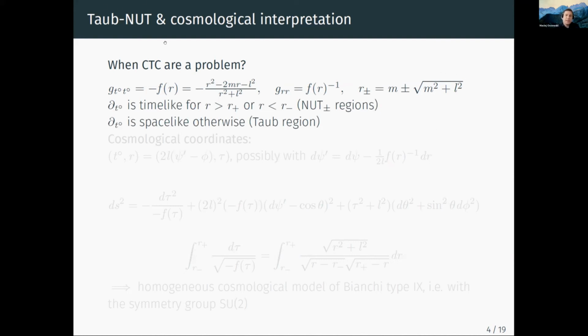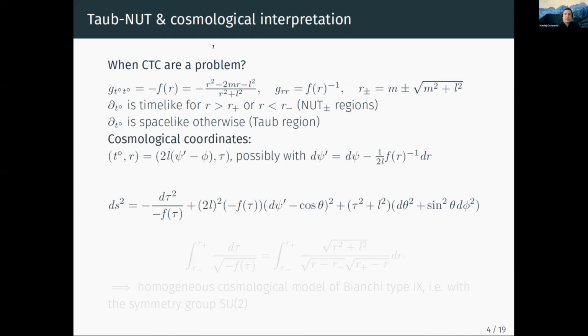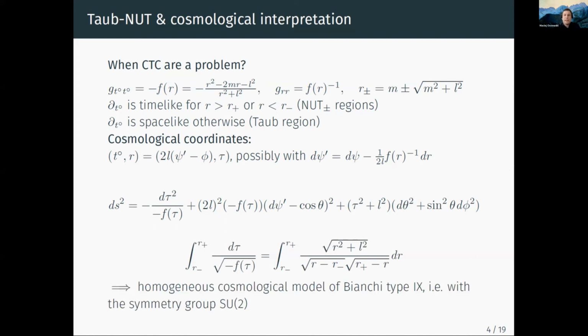So this was actually the first place that the Taub-NUT metric was discovered by Taub. He considered it to be a homogeneous cosmological model of Bianchi type 9, and because we are in the region between horizons, this model has this nice feature that it actually doesn't start or end with a curvature singularity. And all of those constructions I mentioned before will come up in a minute in a slightly different and more extended context.